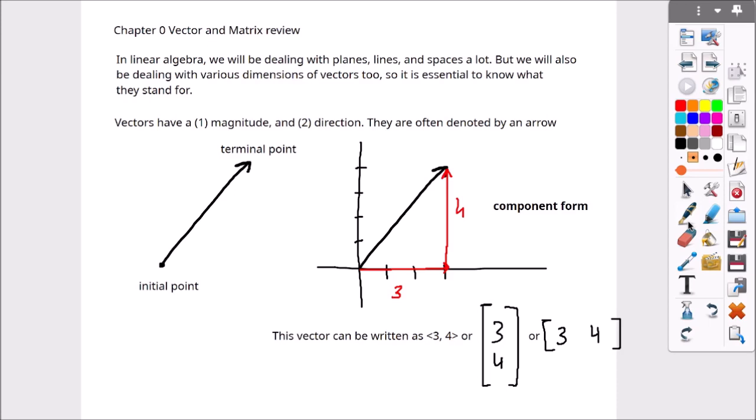But we will also be dealing with various dimensions of vectors as well. We'll need to know what they stand for. We'll need to know what they mean. So what does that mean? Most of the vectors that I'm going to introduce to you are going to be 2D vectors. However, they should work with 3D as well.